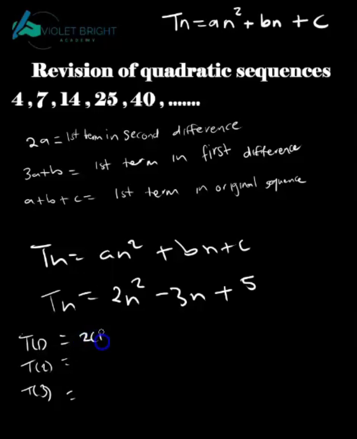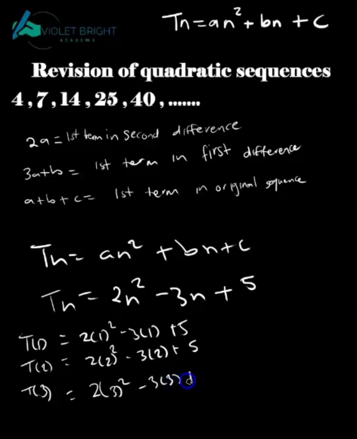It's 2 into 1 squared minus 3 into 1 plus 5, and the second one, 3 minutes. Then after, we do the answers and proceed to the third, 2 into 3 squared minus 3 into 3 plus 5.